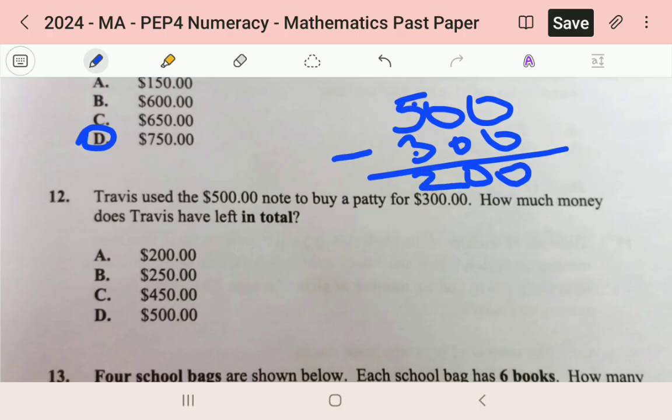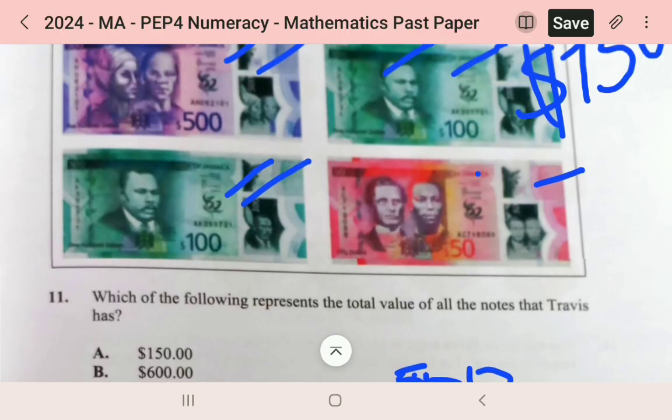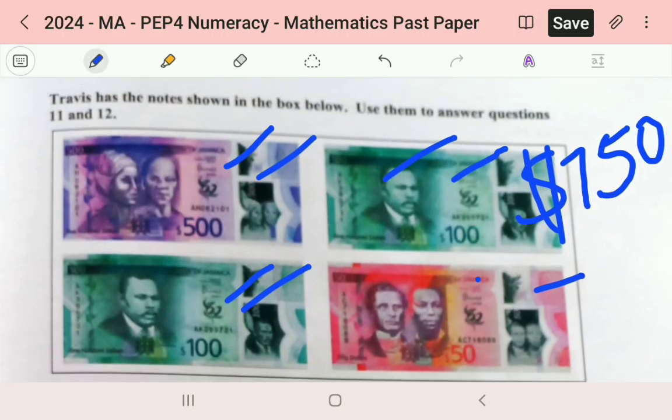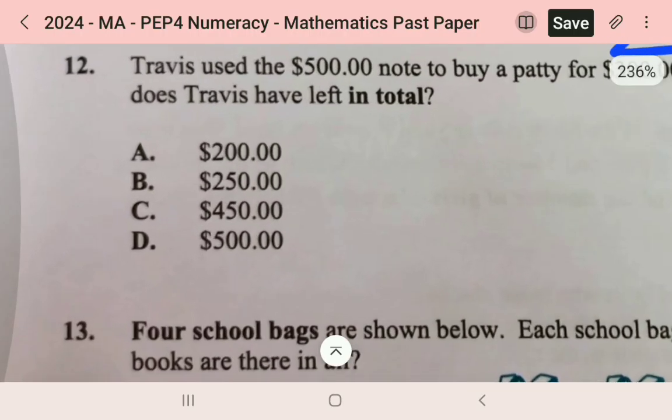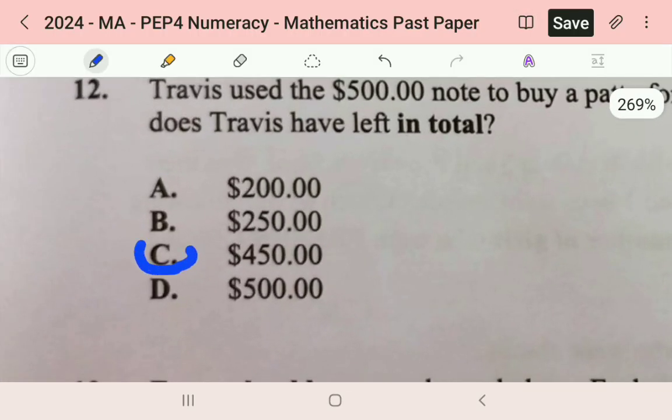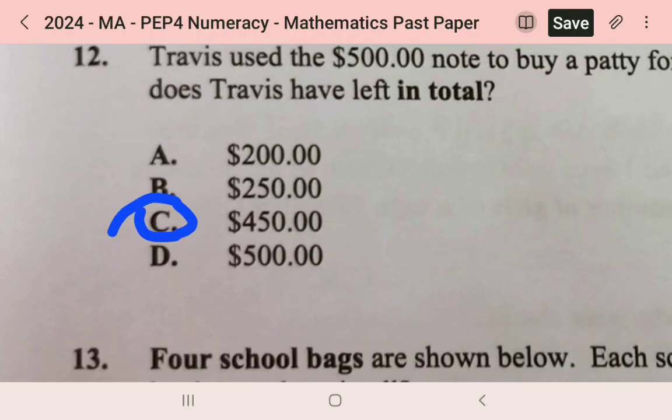How much money does Travis have left in total? So this is in total from the 750. So remember he bought what he bought from the 500 and he's left with 200. So 200 plus 1 is 3, plus another is 4, plus the 50. He should have $450 left. That is C. You could work it out another way. I just chose to do it that way.